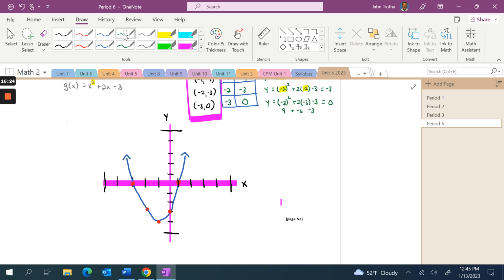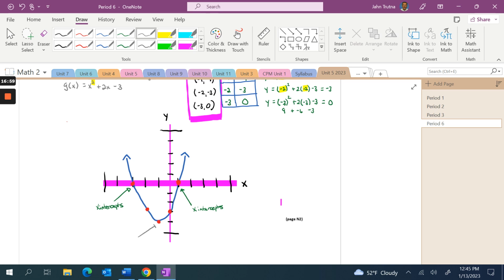Now, some key features of this parabola. Where the green arrows are pointing, those 2 points are what are known as the x-intercepts. You have to be able to identify the x-intercepts of a parabola. This parabola happens to have 2 x-intercepts. Sometimes parabolas only have 1 x-intercept, but you have to identify them. So where the green arrows are pointing, those are the x-intercepts.